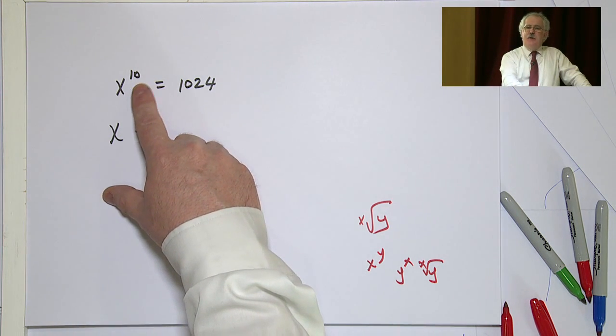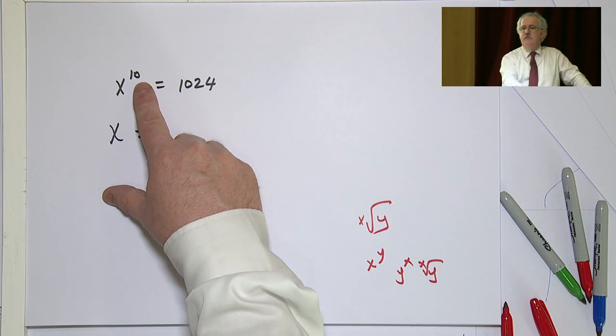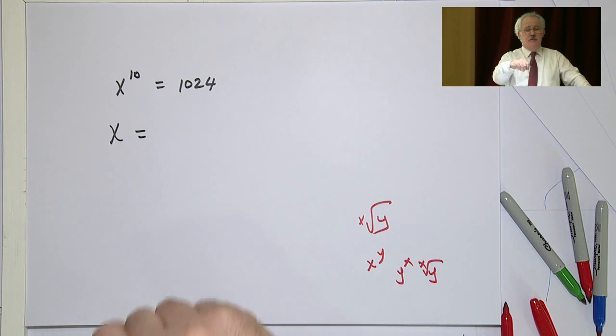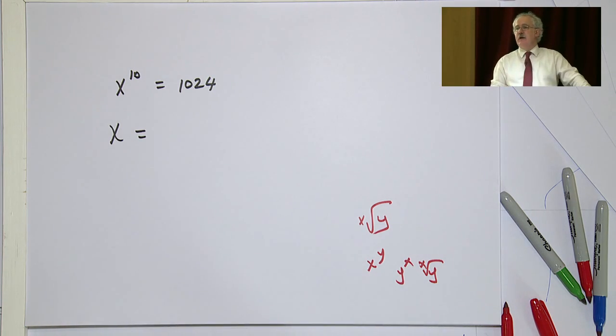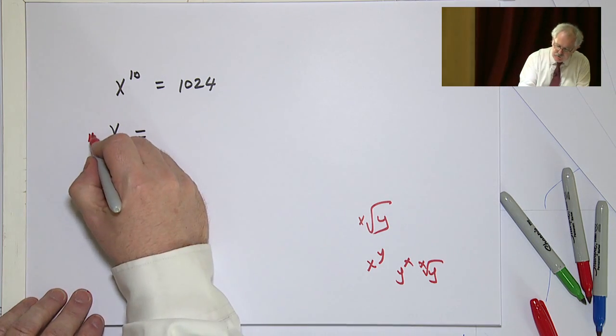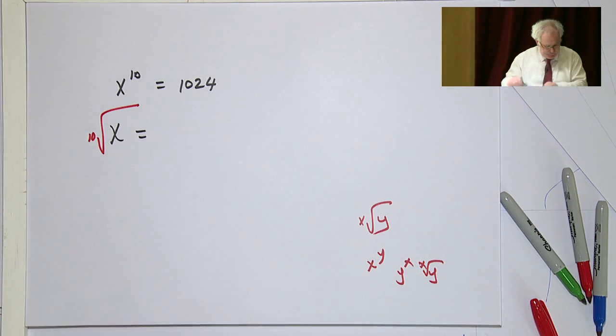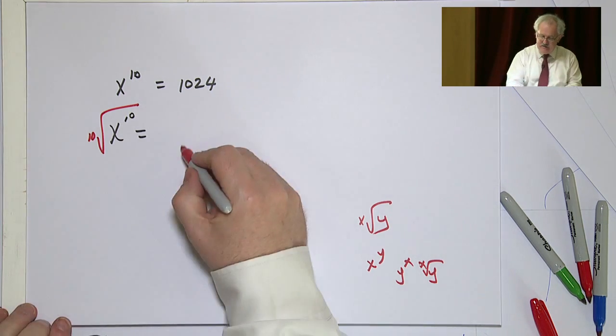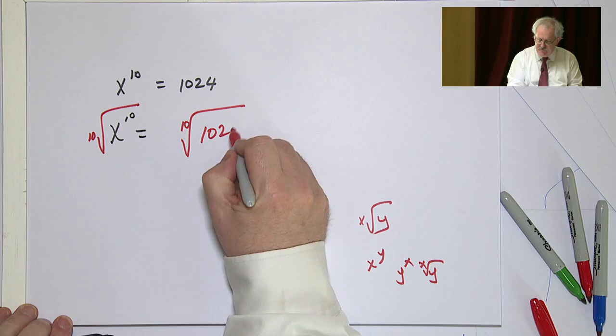If I have a 10th power, how do I get rid of a 10th power? 10th root. On the square, I square root it. On the cube, I cube root it. On the 10th, I 10th root it. Is that okay? So I'm going to get the 10th root of x to the power of 10, and that's going to be the same as the 10th root of 1024.